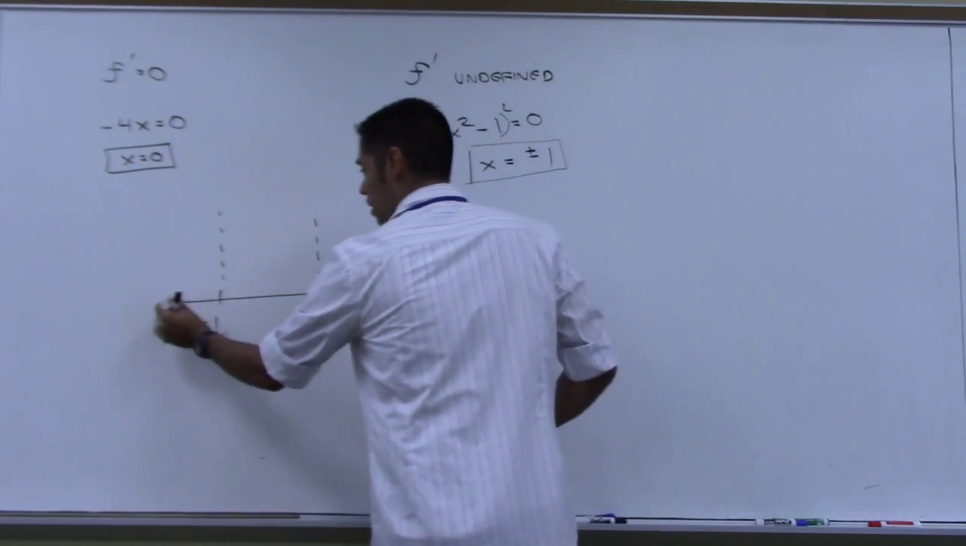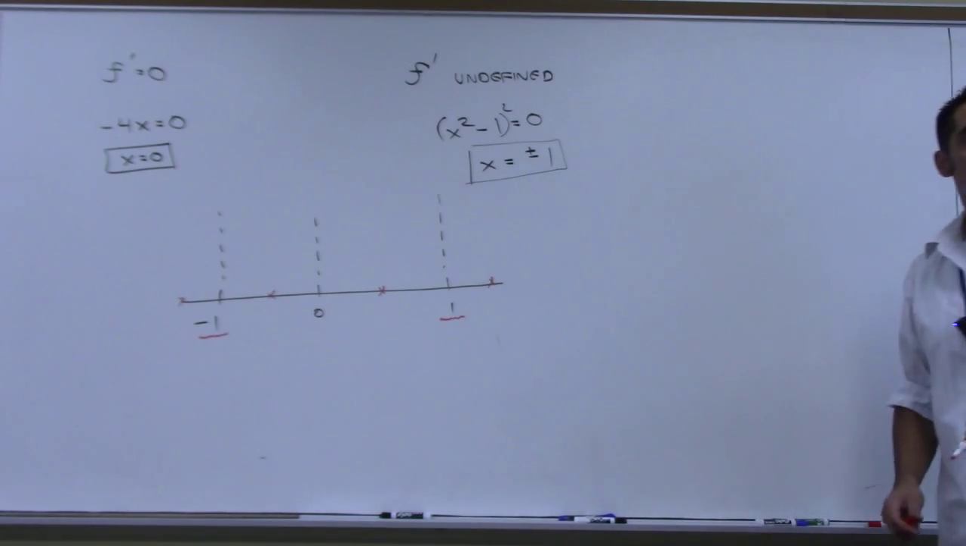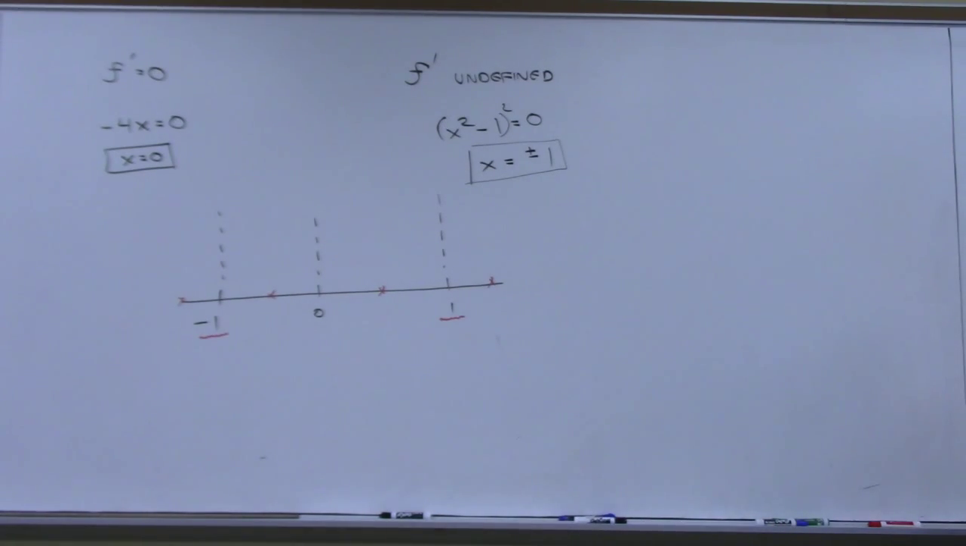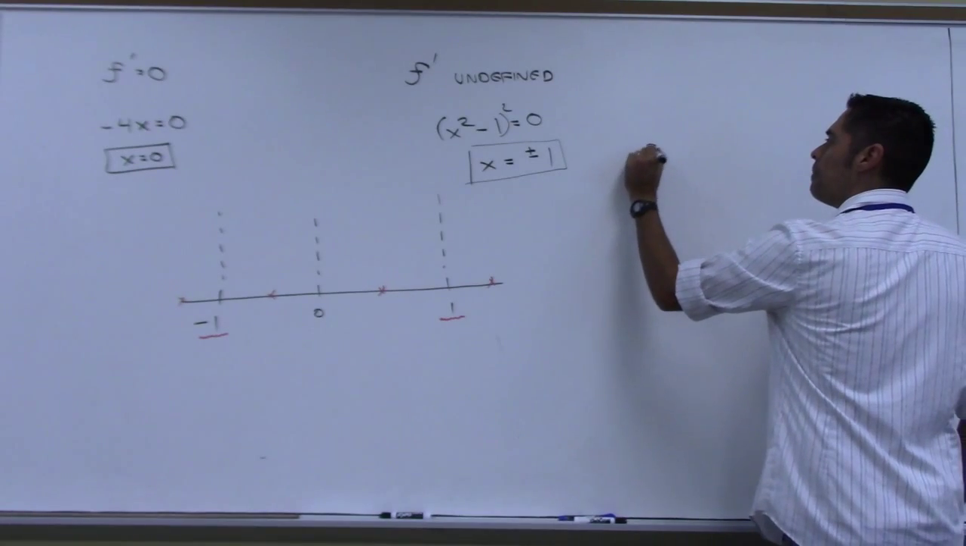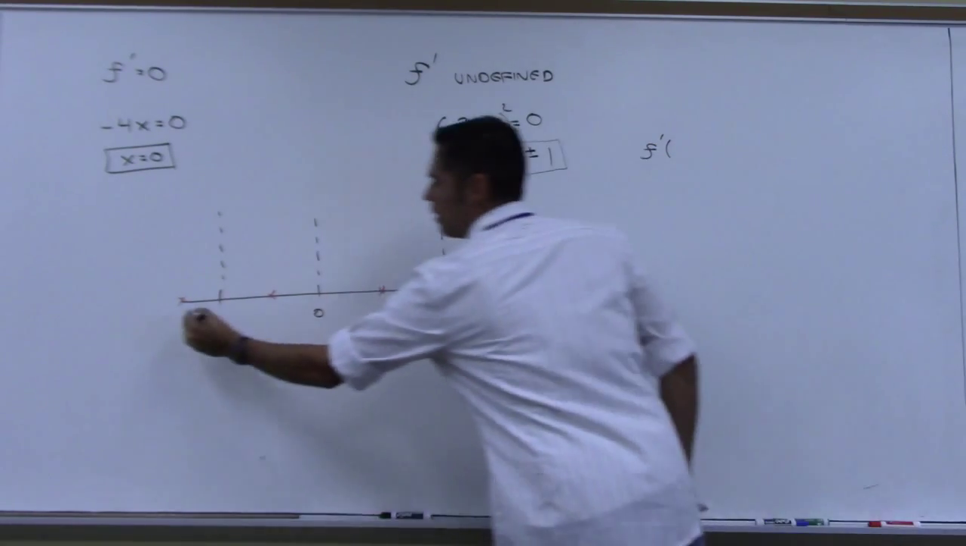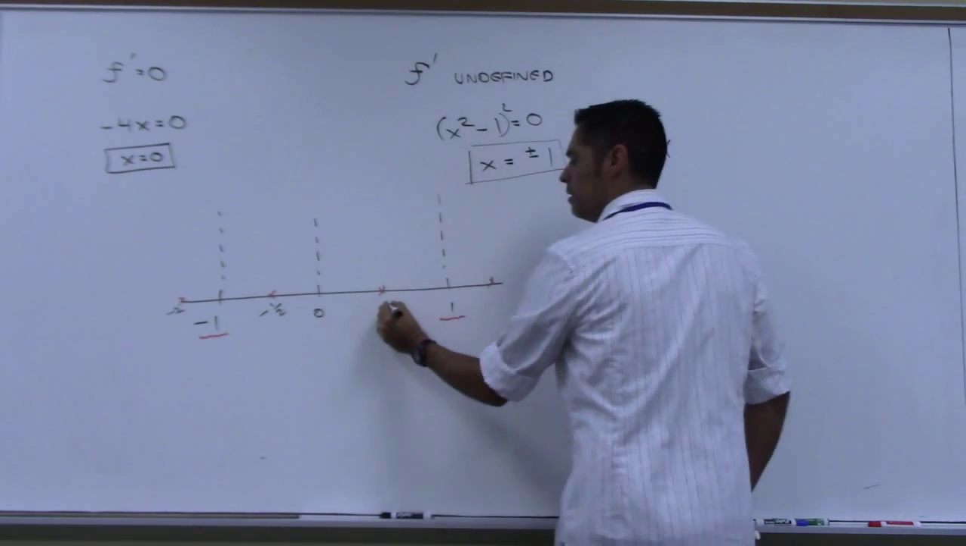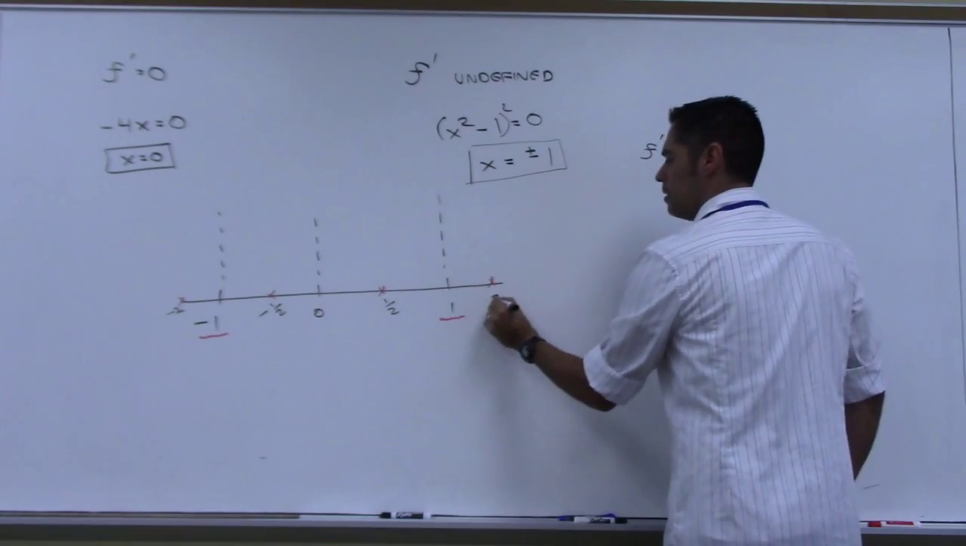But I'm still going to split my number line up and pick test points. So I'm going to have 1, 2, 3, 4 test points. Those test points will be plugged into the first derivative, right? So I need to figure out what f prime of, what test point do you want over there? Negative 2 here, negative a half here, half here, 2.